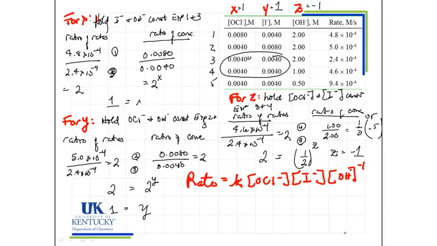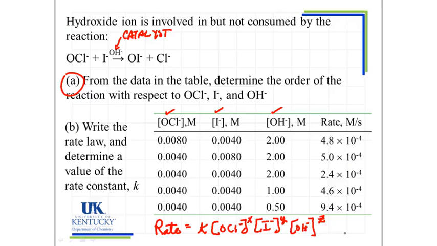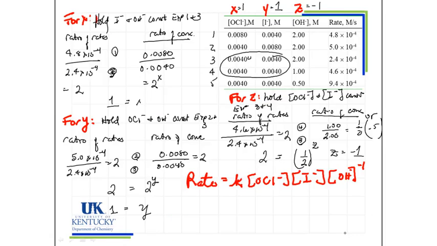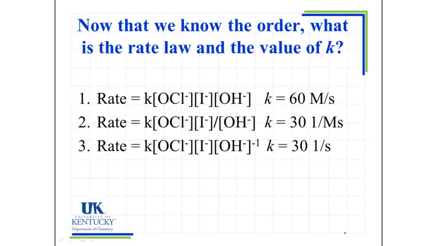Now what I want you to do is determine, we go back here to the previous question, part B says write the rate law, which we just did, and determine the value of the rate constant k. Now to determine the value of the rate constant k, you can take one of these experiments, plug in the values, and obtain a value for k. I want you to try to work on that and come up with an answer to this question.